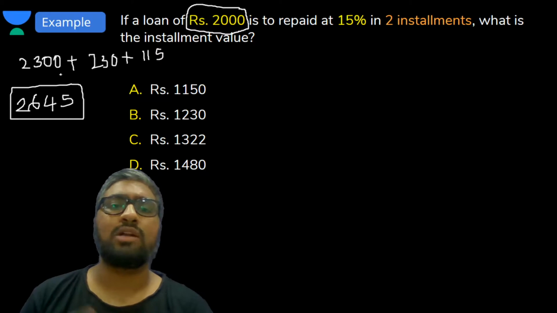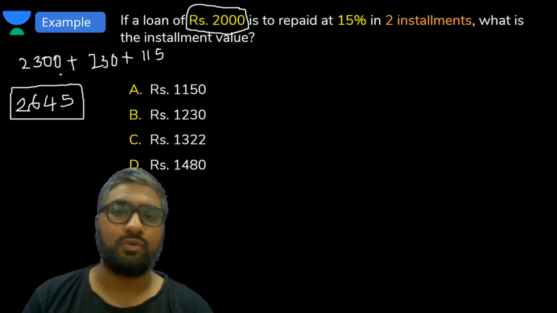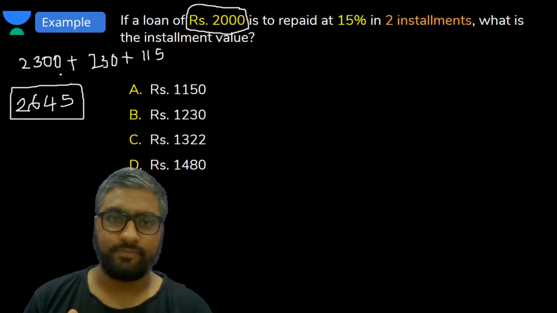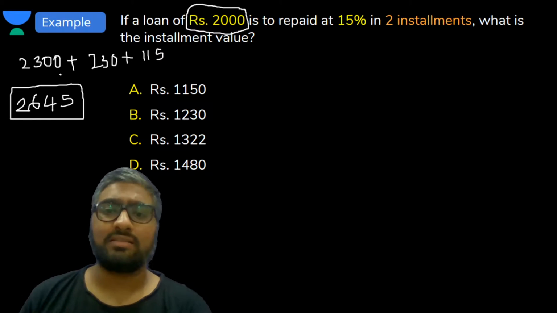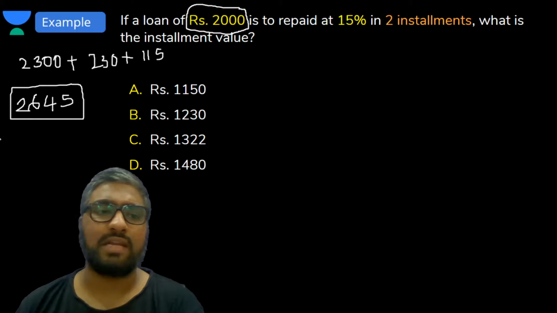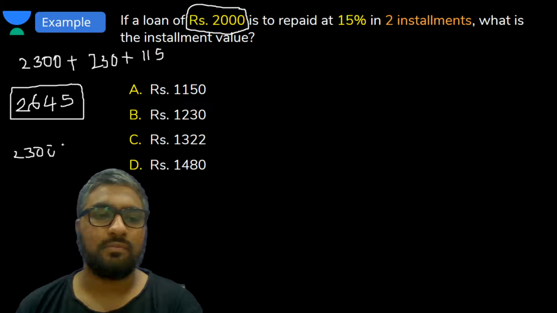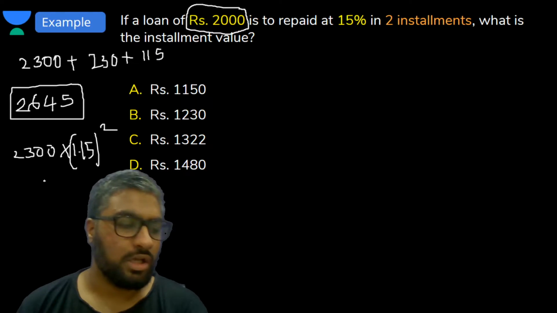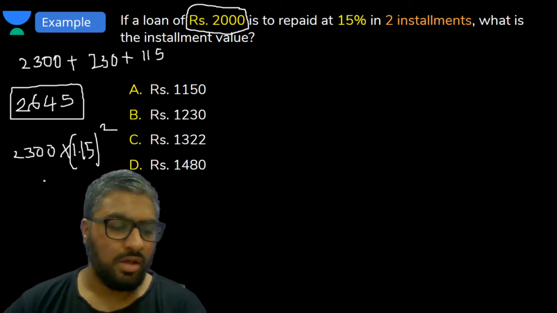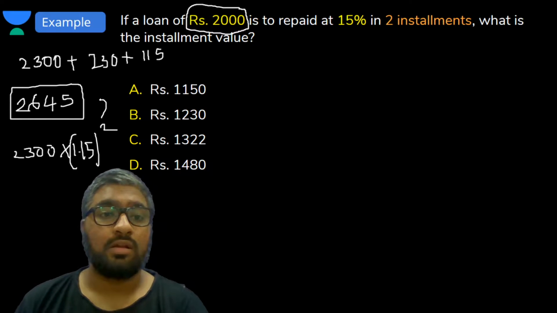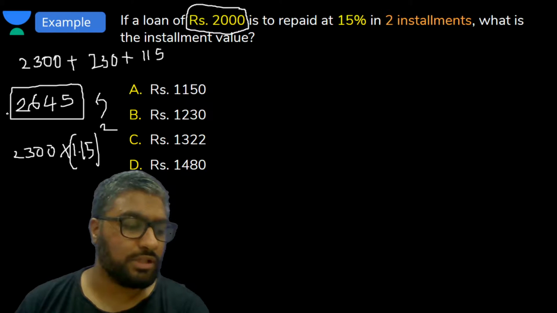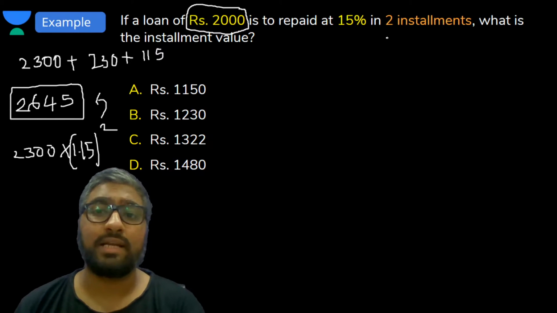This is nothing but what? 15%. So 1.15 of 2000 plus 1.15 of 2000. I'm applying successive application of 15%. This is nothing but 2300 into 1.15, whole square. Okay, using the concept of increment. Any confusions here? No, right? Please guys, please let me know if you've understood this so that we can move on to the explanation of installments.